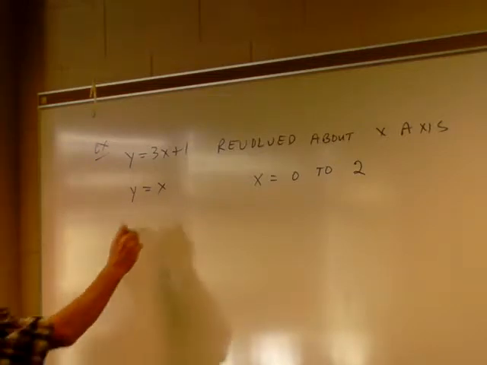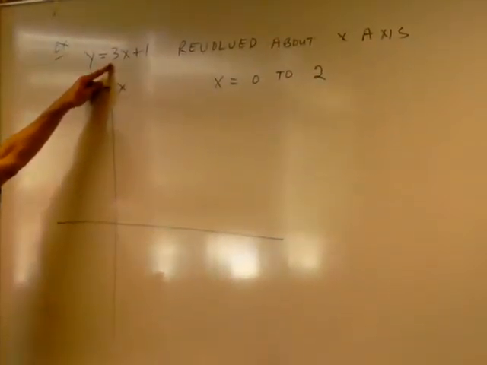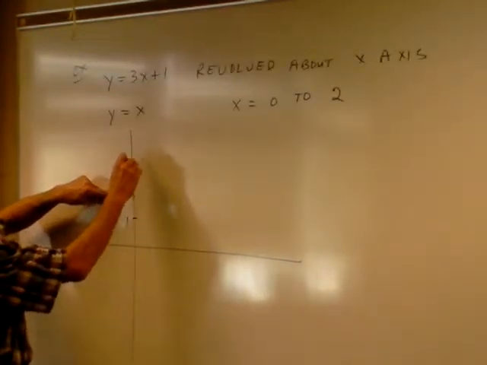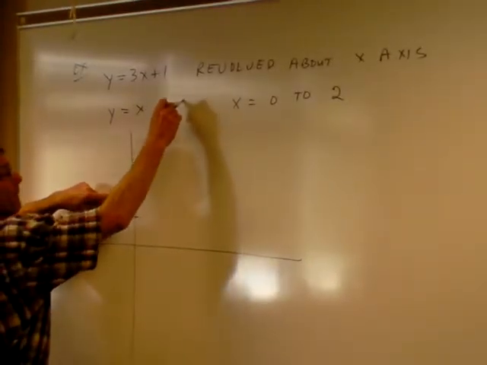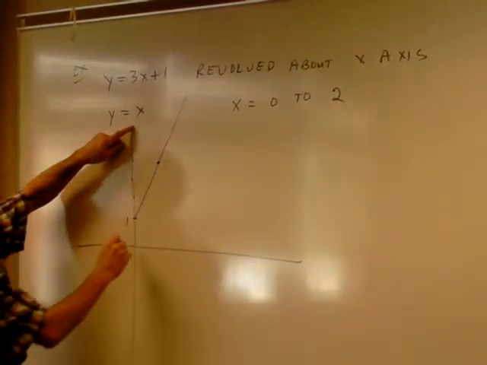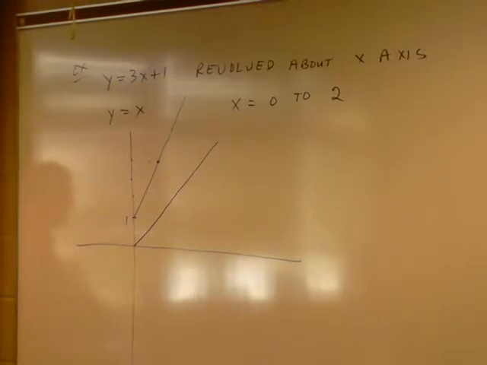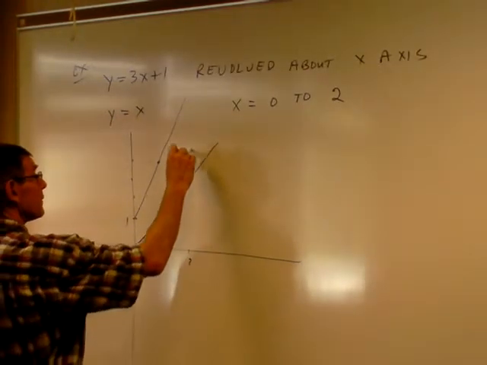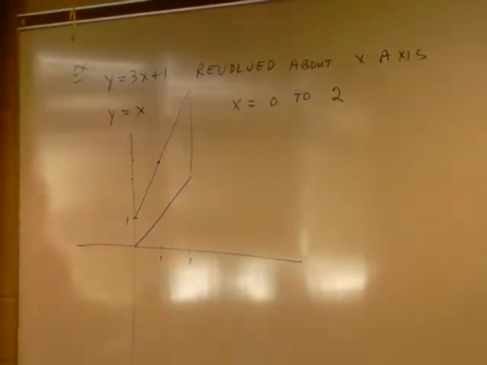All right, what's the picture of y equals 3x plus 1? It's a line, y-intercept of 1, slope of 3. So it's pretty steep. I'm going to make it out here wider. And y equals x is a line that goes 45 degrees. And we're going out as far as 2. So basically, there is the shape that's enclosed.